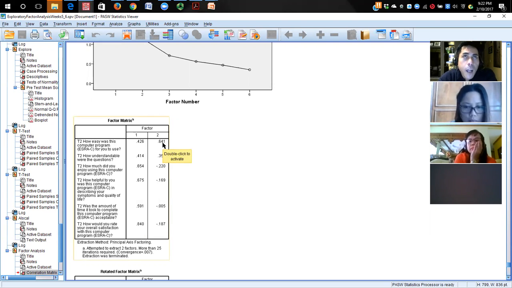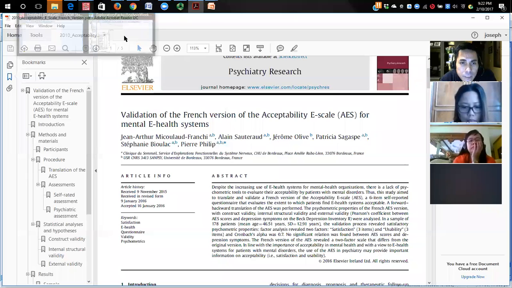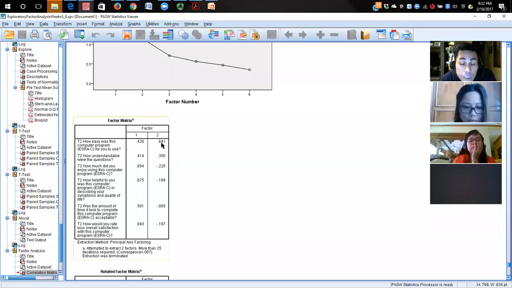And so I would name this subscale then as, so it's easy. It has something to do with usability. And so that's what made me look at the French. I said, they name it satisfaction and they name it usability.